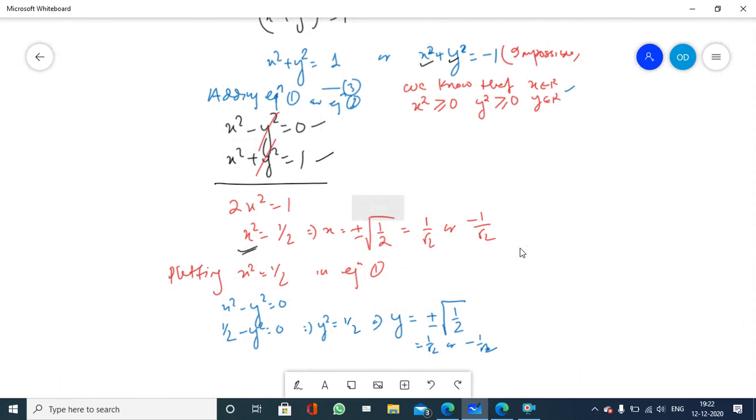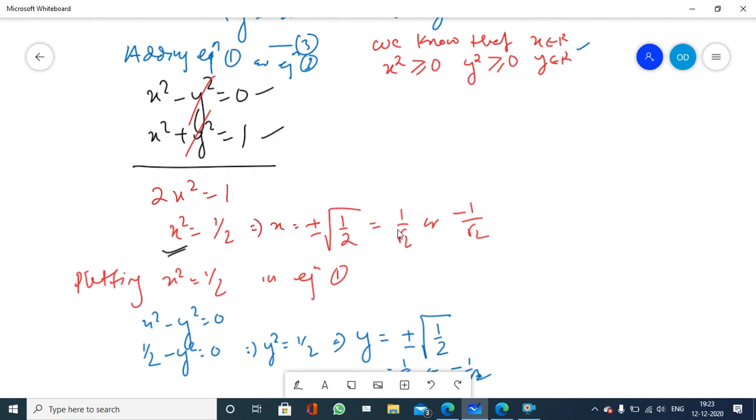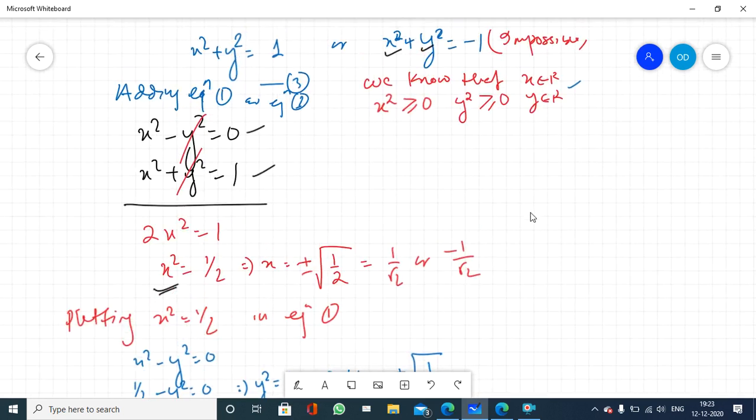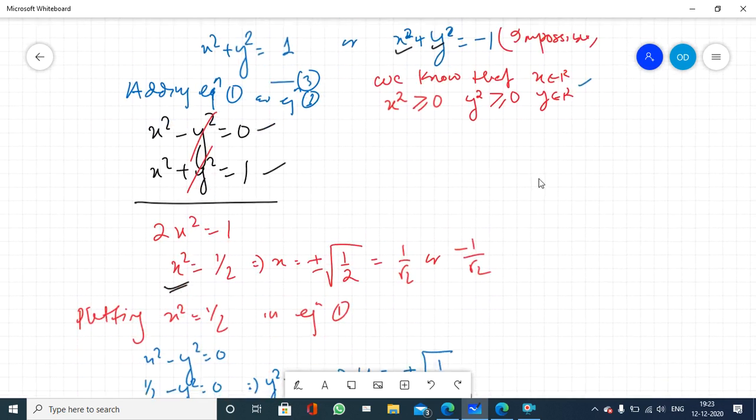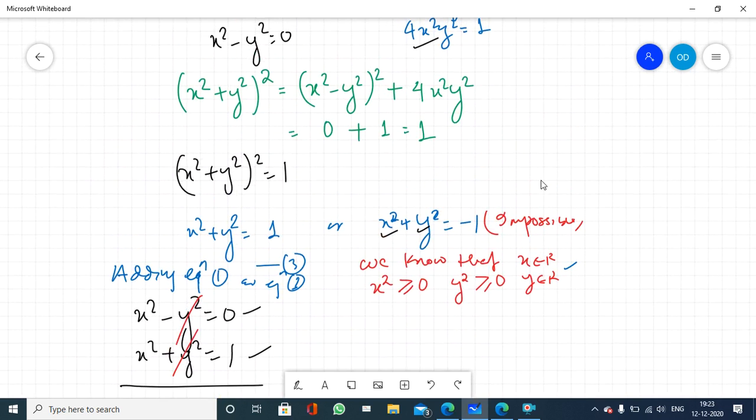Now the question is, which value of x goes with which value of y? X has two values, y has two values. Well, how will you know that?